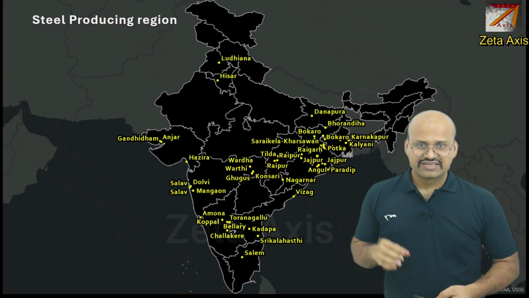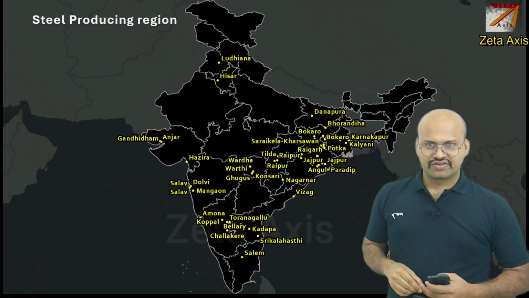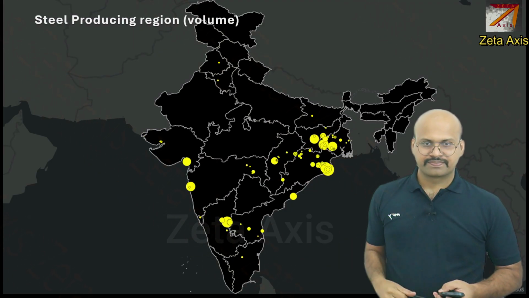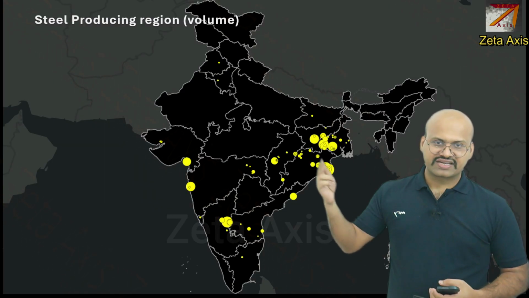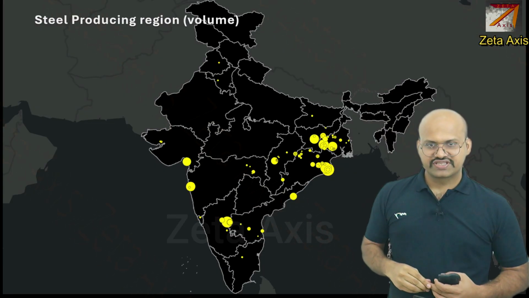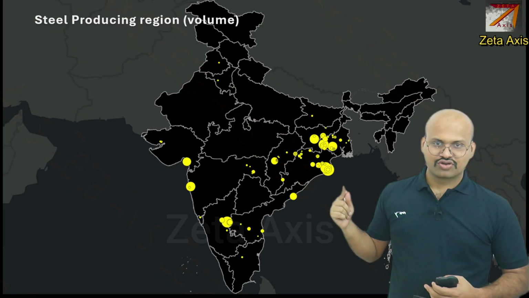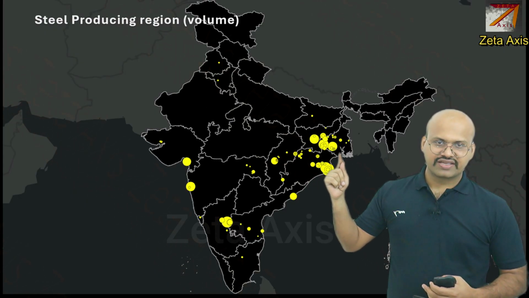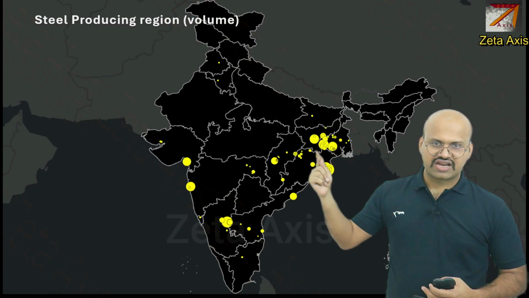Now these are the cities where the steel plants are located. You can see the names. I'm not going to name all of them. And these are the areas where the circle area indicates the amount of production in that region. So if we see, the most steel production occurs in this region. Odisha alone produces a large amount of steel, and then we have Jharkhand and West Bengal, which also produce a large amount of steel.